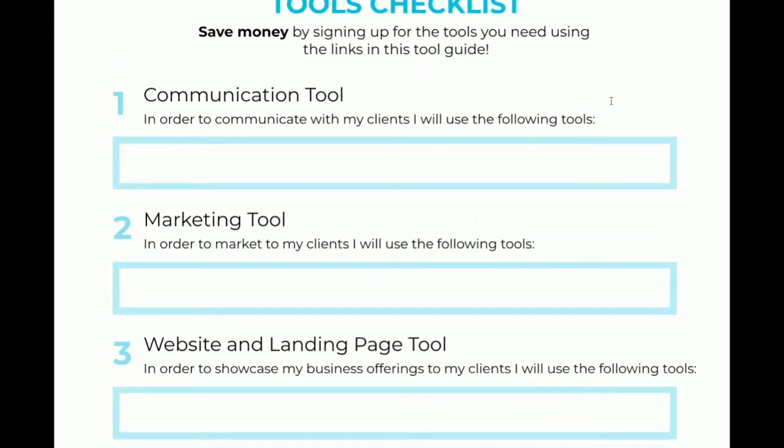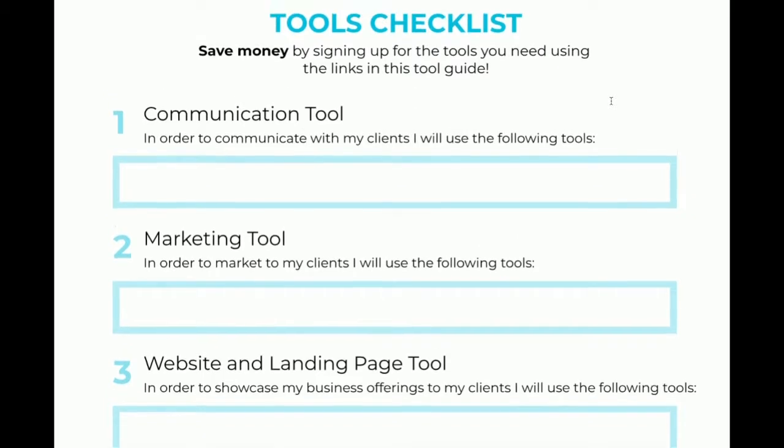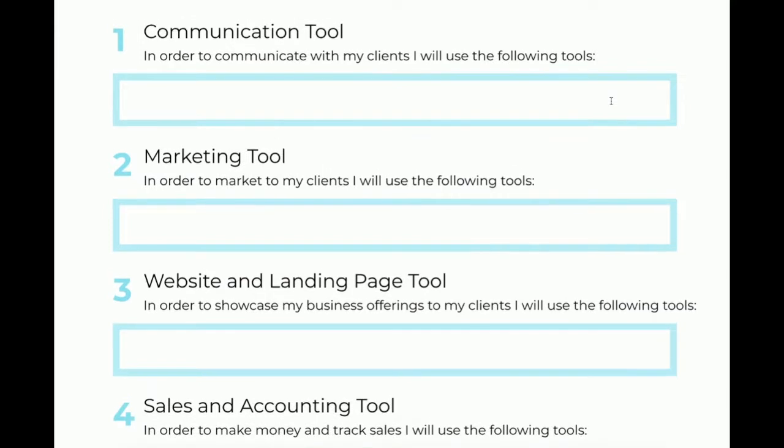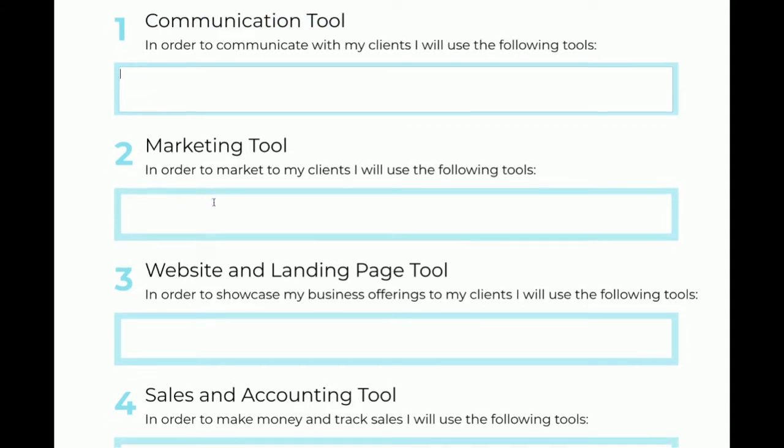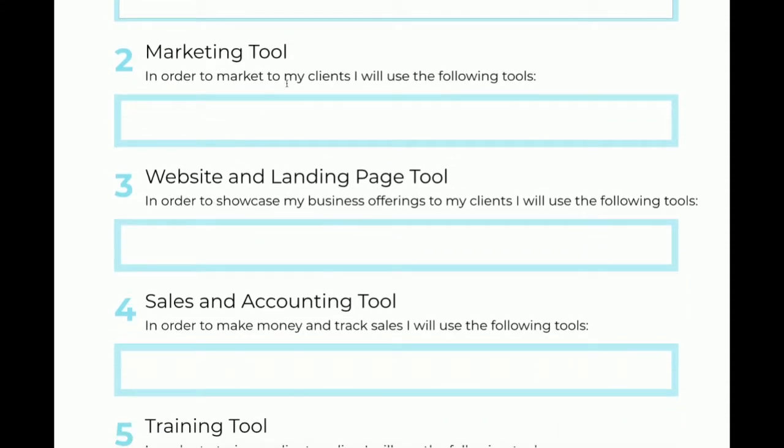Before we get into it, let me just tell you what the 5 tools are, and then we're going to go into details about specific tools and how to use them to grow your business. So tool number 1 is going to be your communication tool. You may need more than one, but we need a communication tool in order to communicate with our clients. Once you know which tools you're going to use, you're going to put them in there.